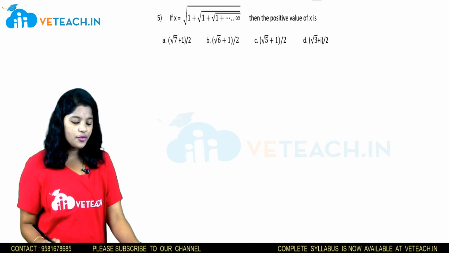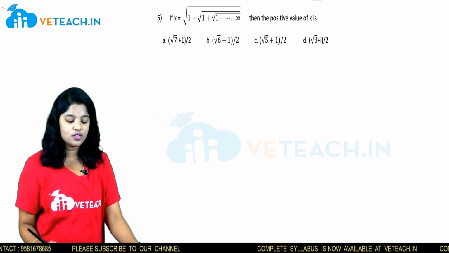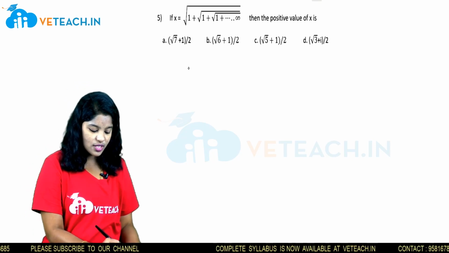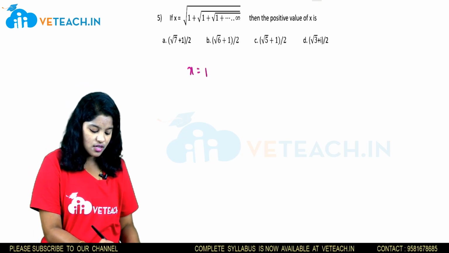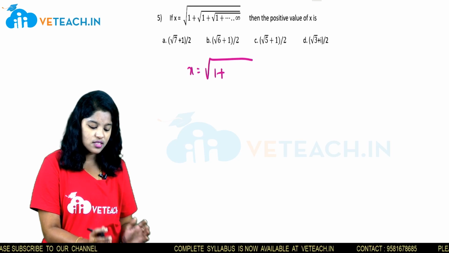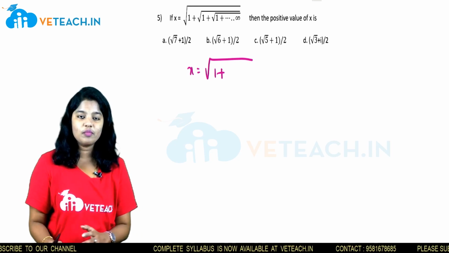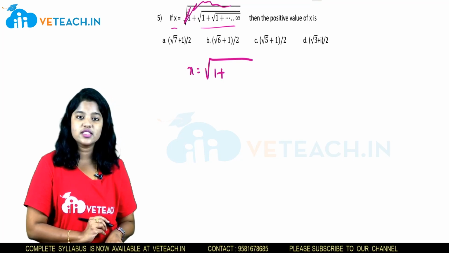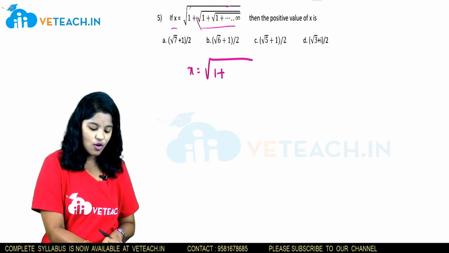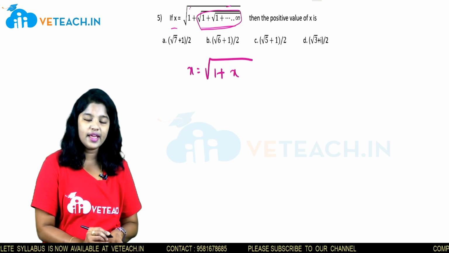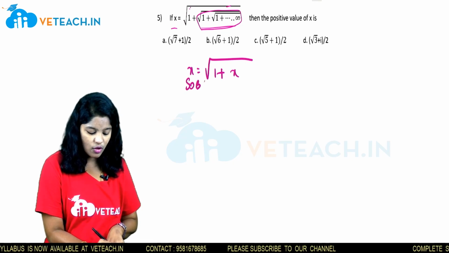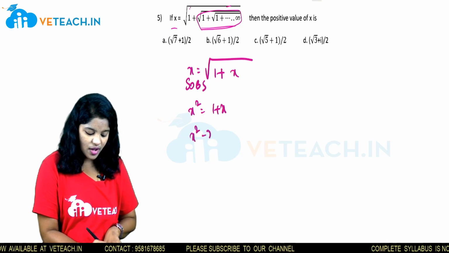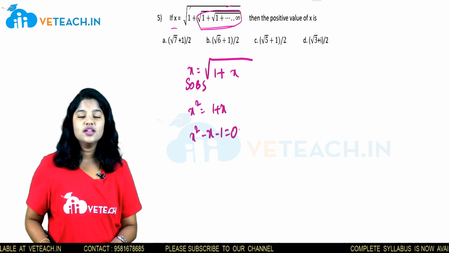If x is equal to root of 1 plus root of 1 plus and so on up to infinity, then the positive value of x is. So this equation can be rewritten as x is equal to root of 1 plus, again root of 1 plus root of 1 plus this. So if we eliminate it, it is again in the form of x itself. So instead of this whole part, we can write simply x. So do the squaring on both sides. x square is equal to 1 plus x, so x square minus x minus 1 equal to 0.